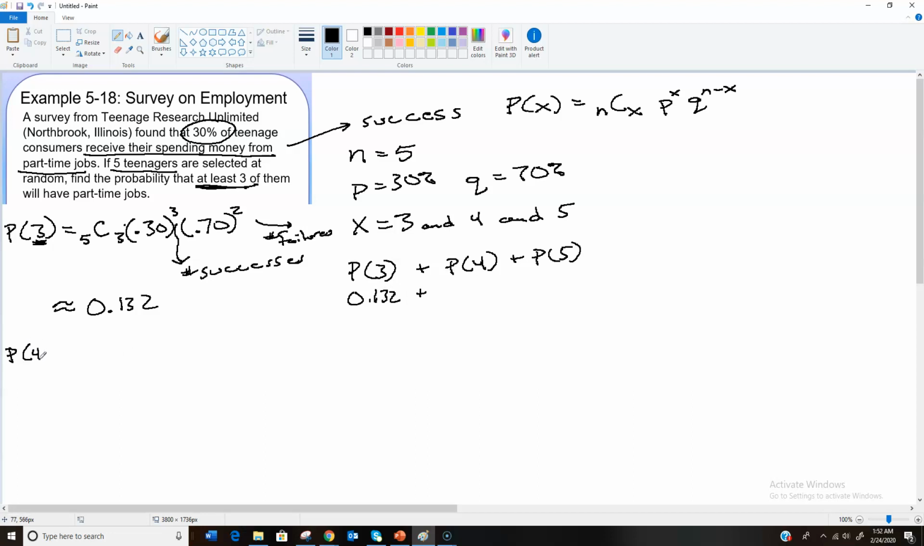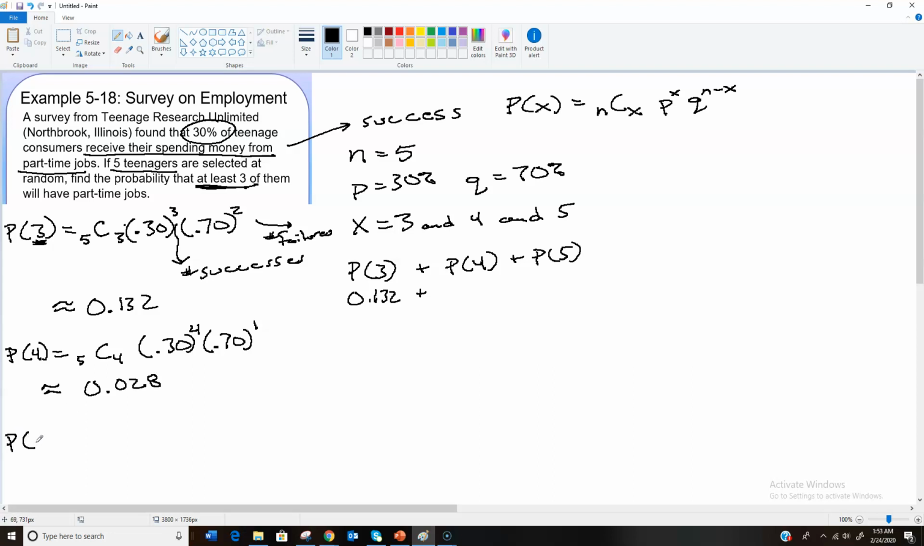Then we're going to add that to the probability of 4. So we have to calculate the probability of getting exactly 4 out of the 5 that had part-time jobs. So 5 choose 4 this time. My probability is still 30% for a success and 70% for a failure. But this time I want 4 successes, which leaves only 1 failure. If you multiply out 5 choose 4 times 0.3 to the 4th times 0.7 to the 1st, you should get 0.028, or about 2.8% chance that you're going to get 4 out of the 5 that have part-time jobs.